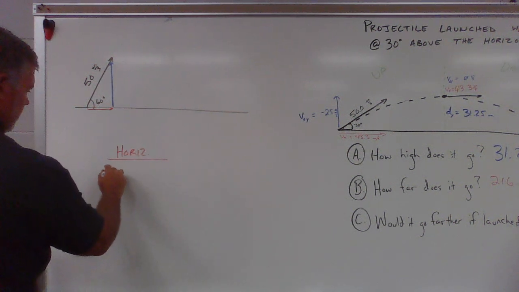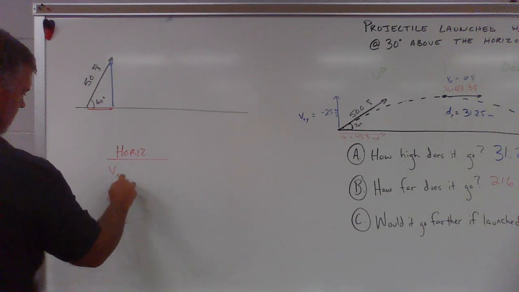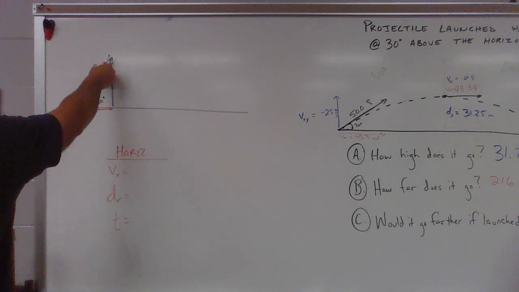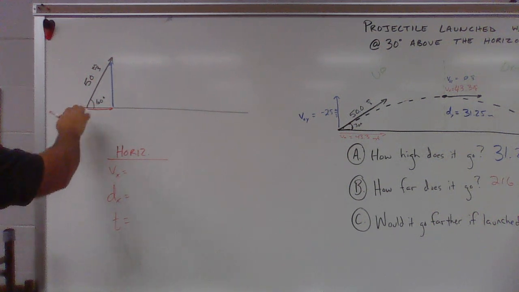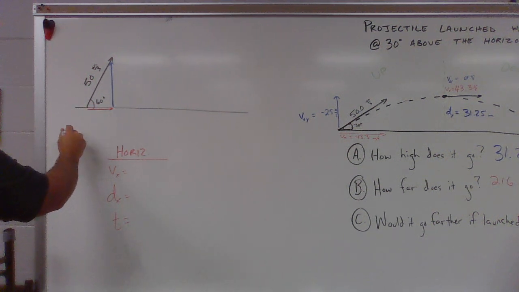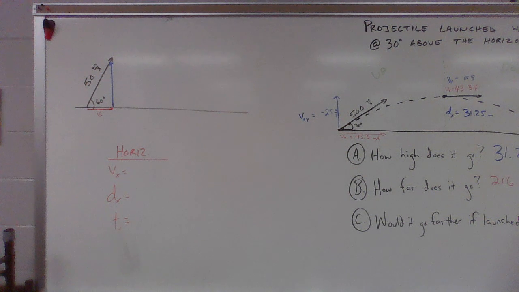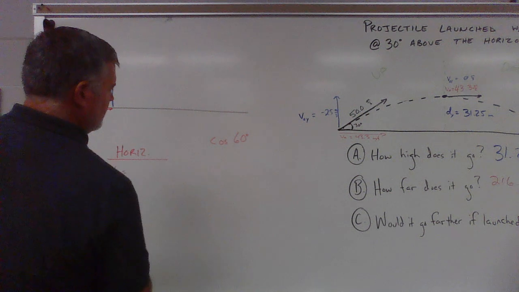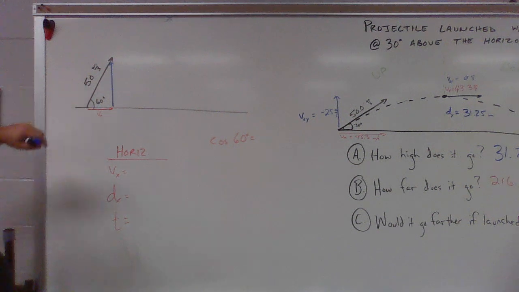So horizontal, again, we can find velocity, range, and time. And we'll just use a little trigonometry to find the horizontal speed. So if this is 50 meters per second at 60 degrees above the horizontal, this is the adjacent leg to that 60 degrees. We would use cosine to find what that leg is. So cosine of 60 degrees equals the adjacent over the hypotenuse.